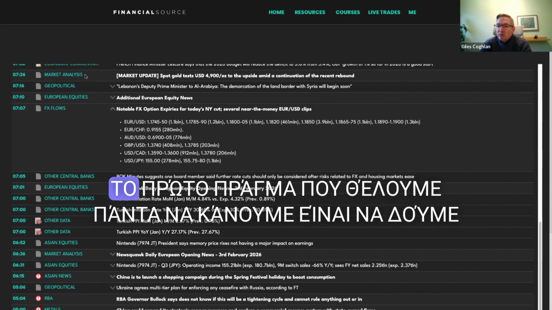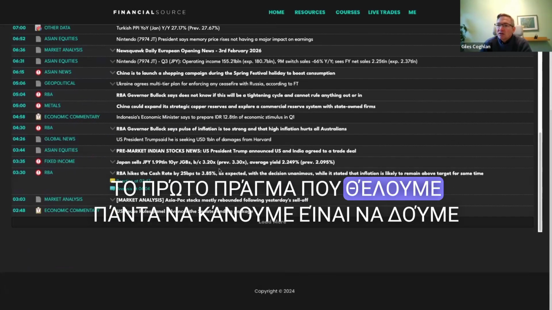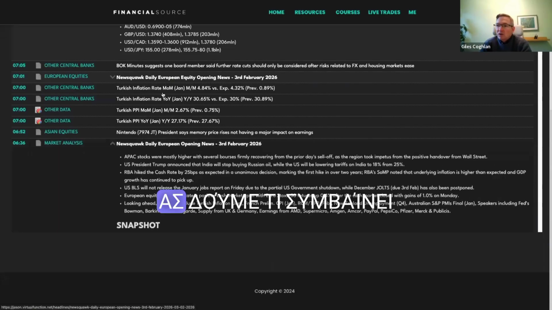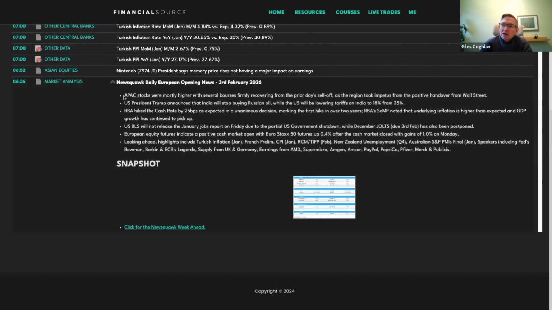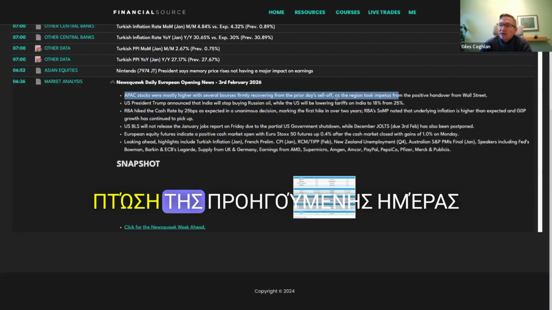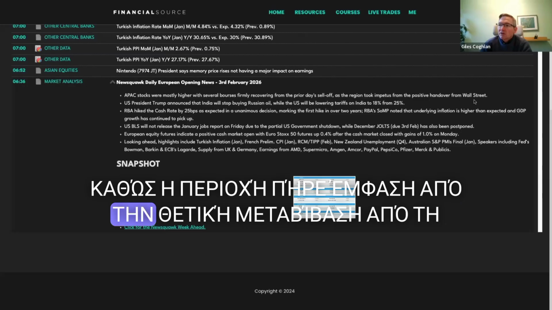Remember, the first thing we always want to do is go along to the daily European opening news. Let's have a look what's going on. So Asia Pacific stocks mostly higher. Several bourses firmly recovering from the prior day's sell-off as the region took emphasis from the positive handover from Wall Street.